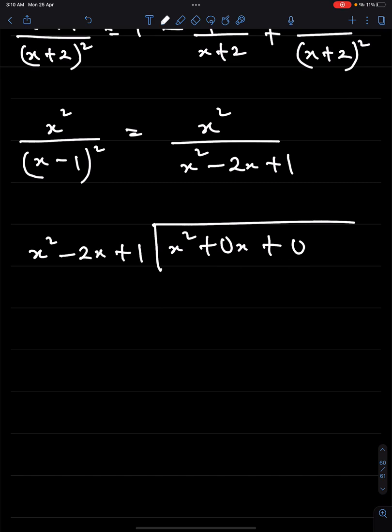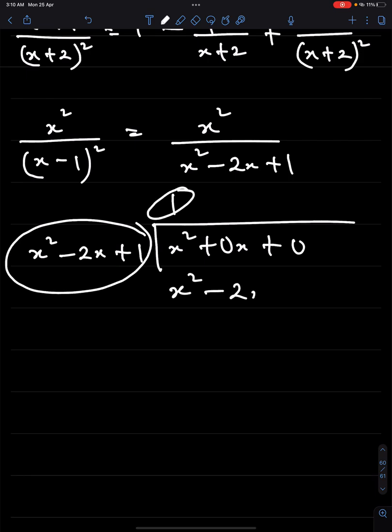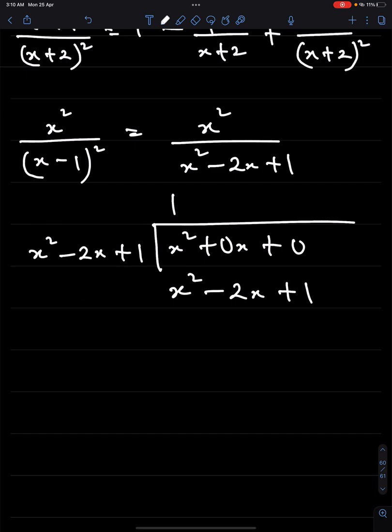Divided by x squared minus 2x plus 1. x squared divided by x squared is 1. We multiply the whole of this by this and we get x squared minus 2x plus 1. Now we subtract.